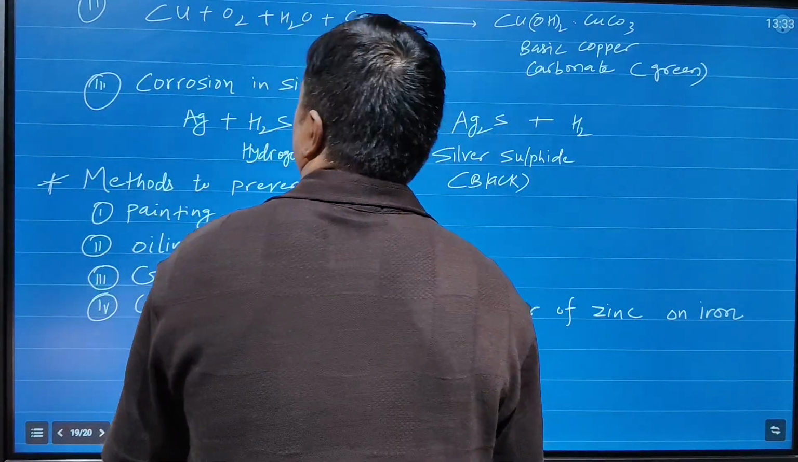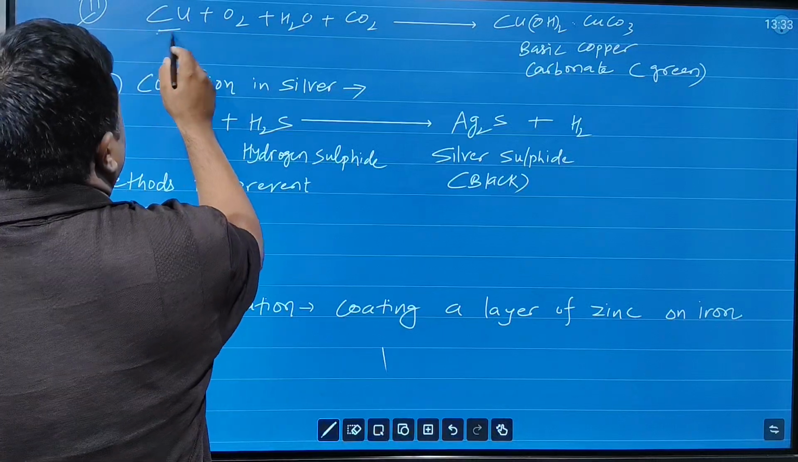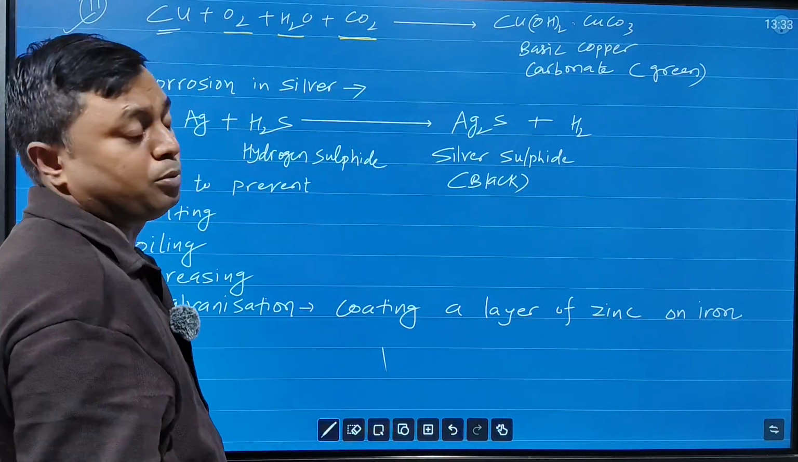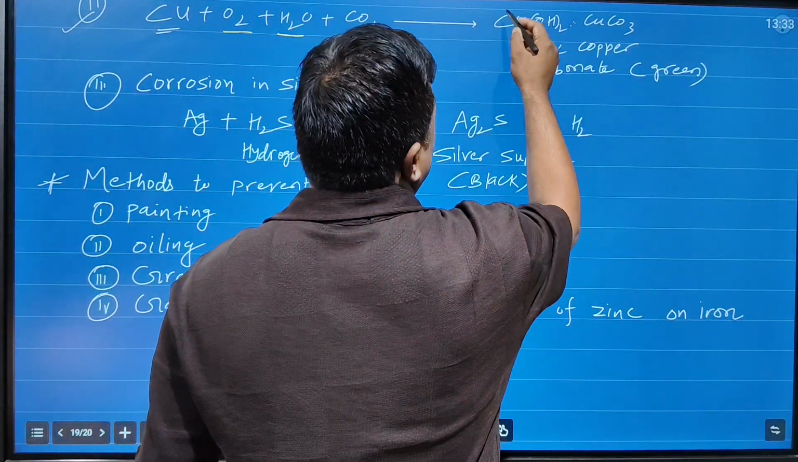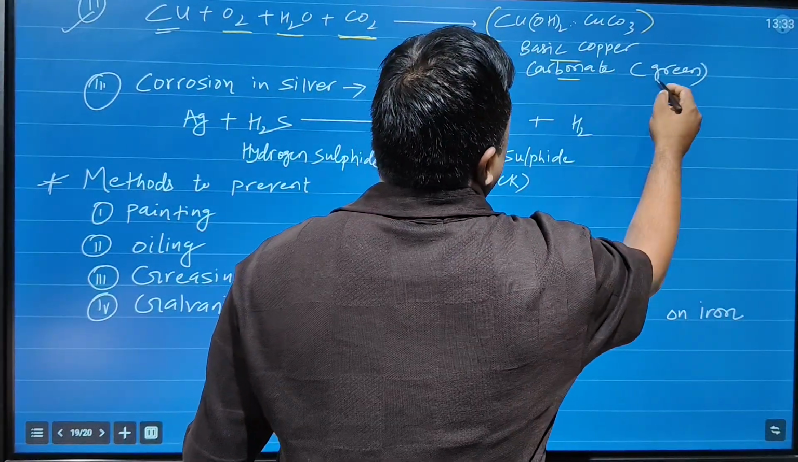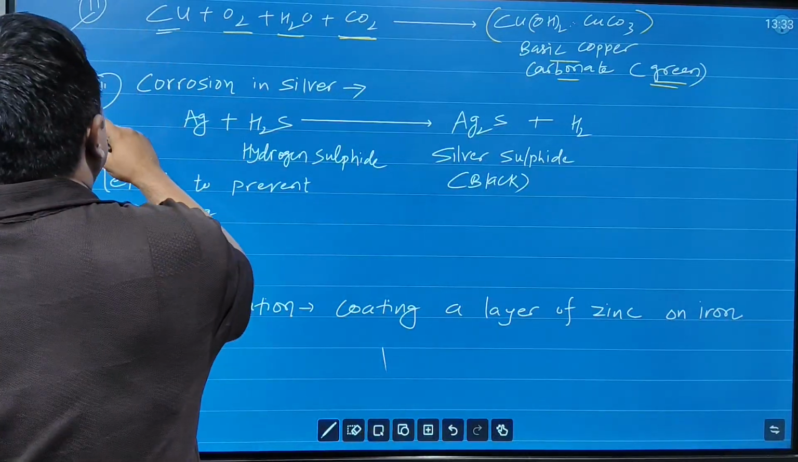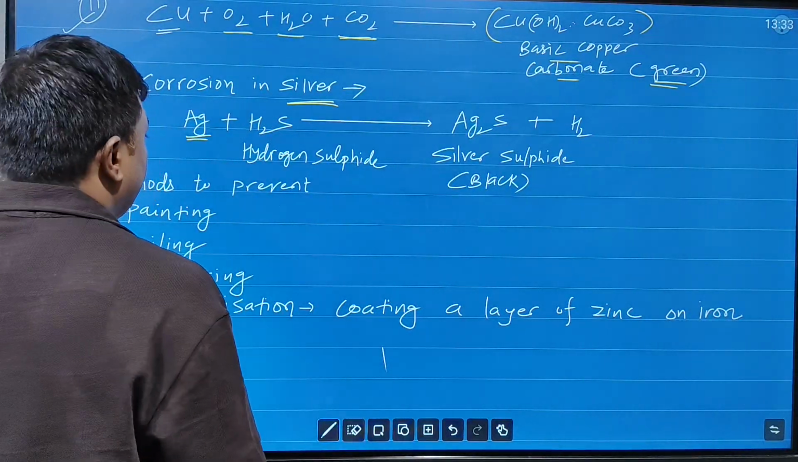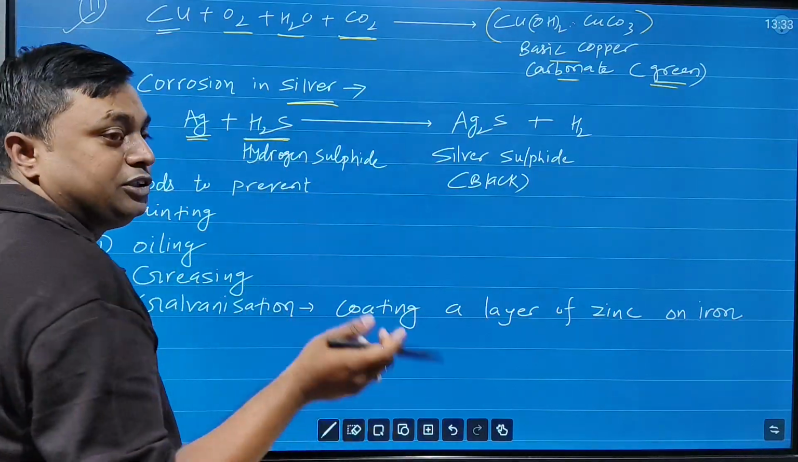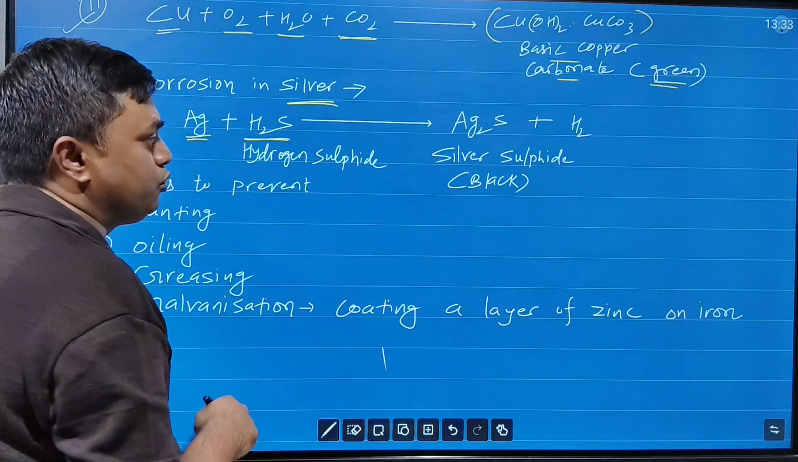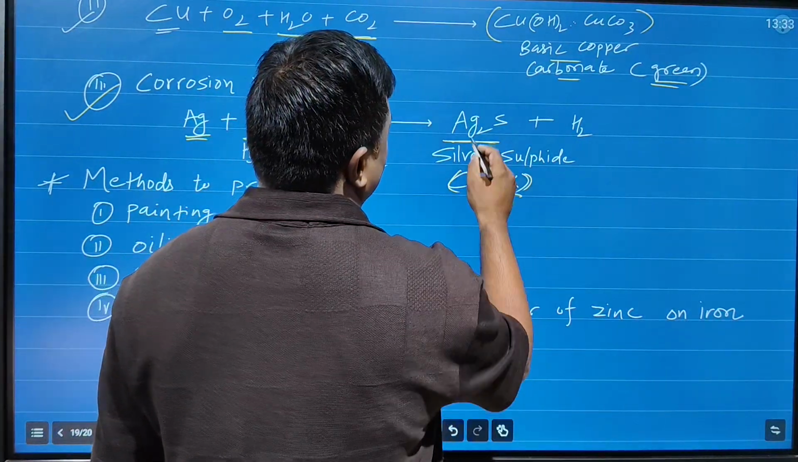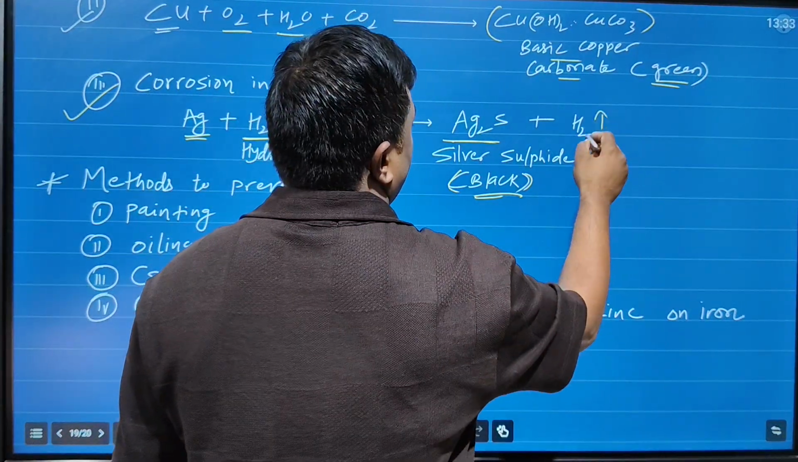Similarly, we have corrosion in copper. Copper will react with oxygen, water and carbon dioxide. It will be what? Basic copper carbonate, Cu(OH)2 into CuCO3. This is a green color. Similarly, corrosion in silver. Silver articles will react with hydrogen sulfide, which is present in very trace amounts in the atmosphere. It will give you Ag2S, and a black coating of silver sulfide is obtained along with hydrogen gas.